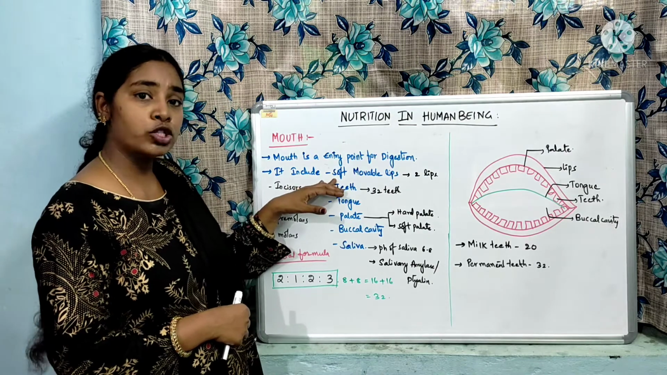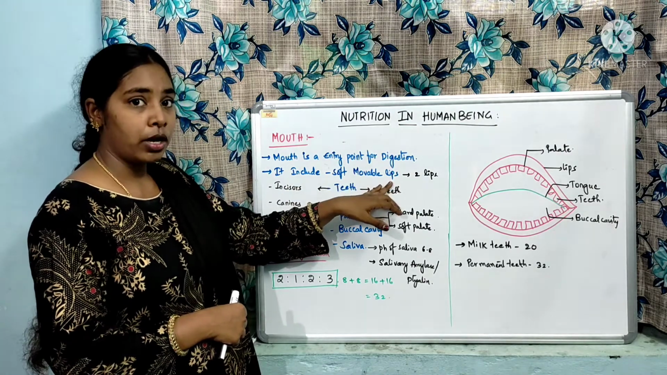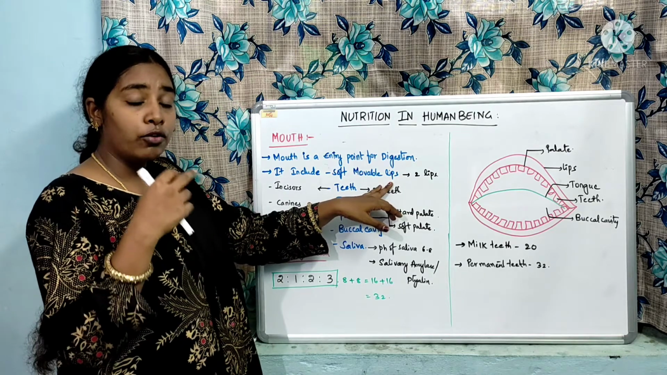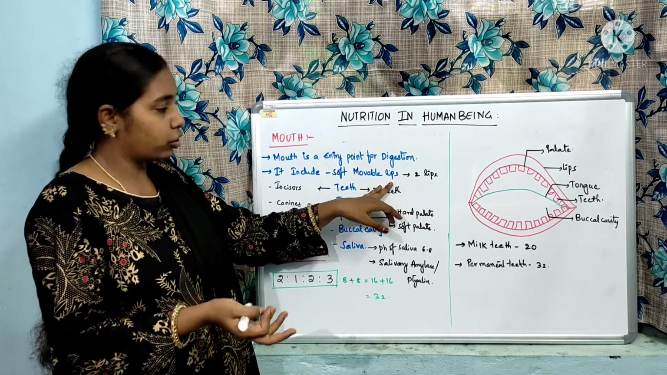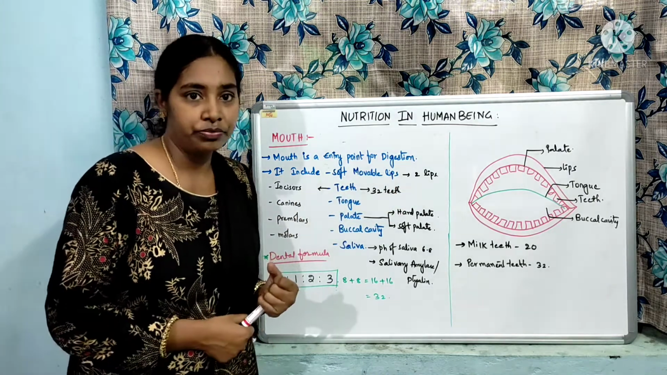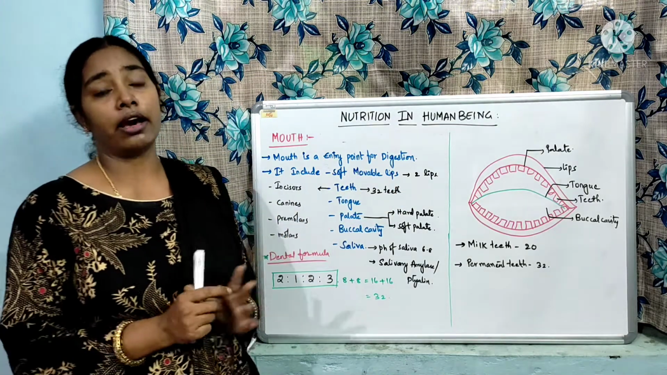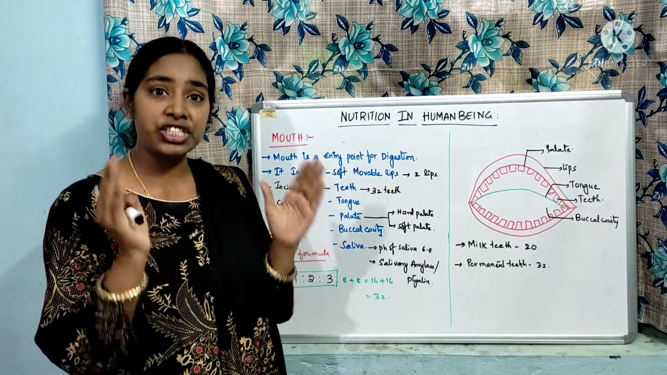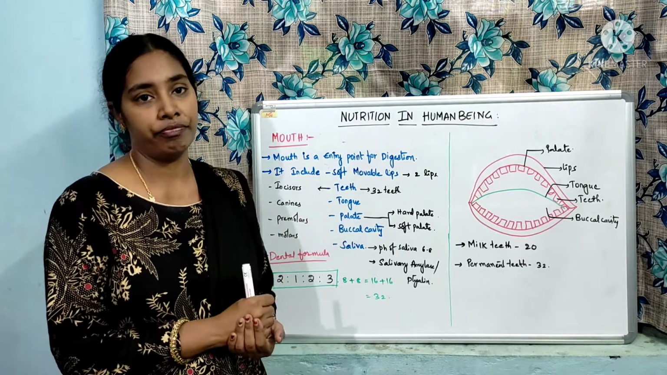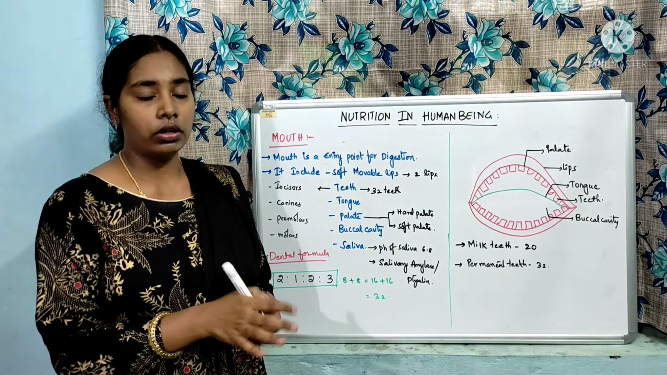Just now I explained about the soft movable lips. Lips are helpful to prevent the food from coming out. So that is the function of lips. When you come to teeth, children, teeth play a crucial role in chewing, grinding, and tearing of food material.